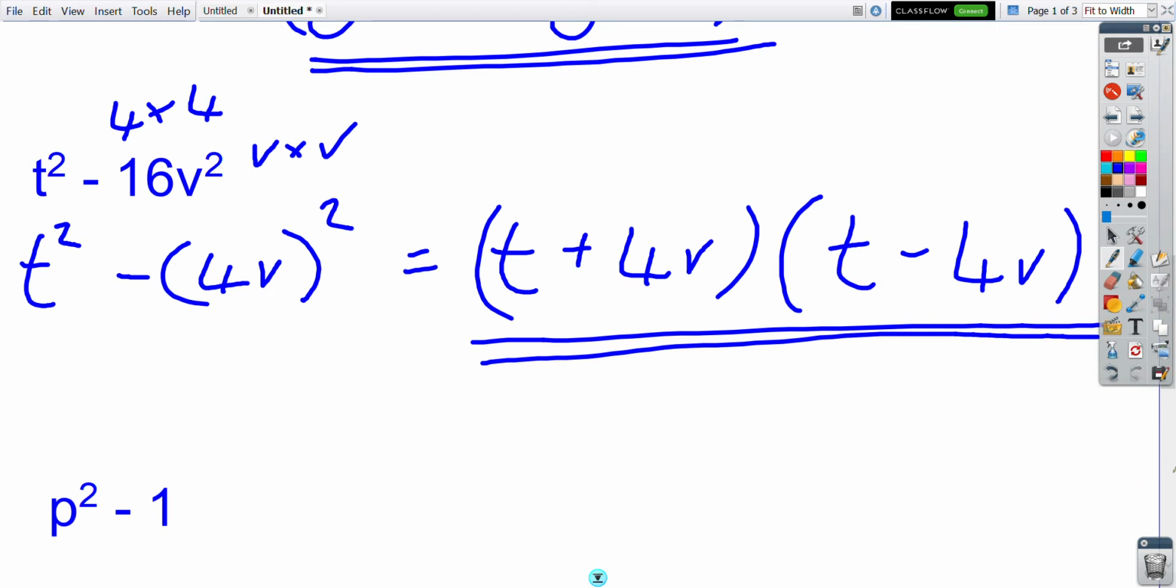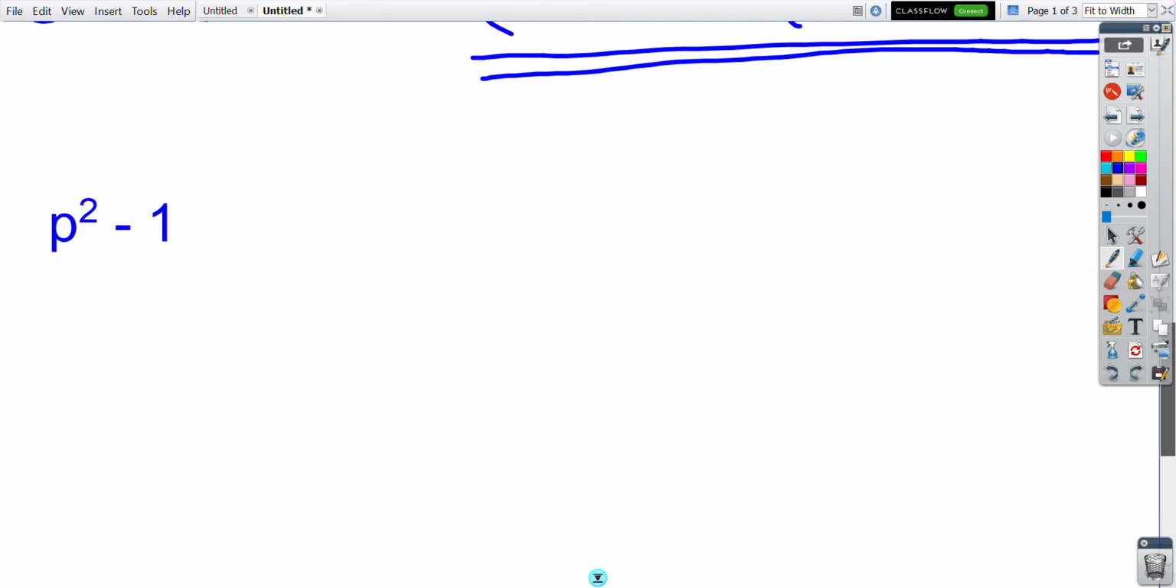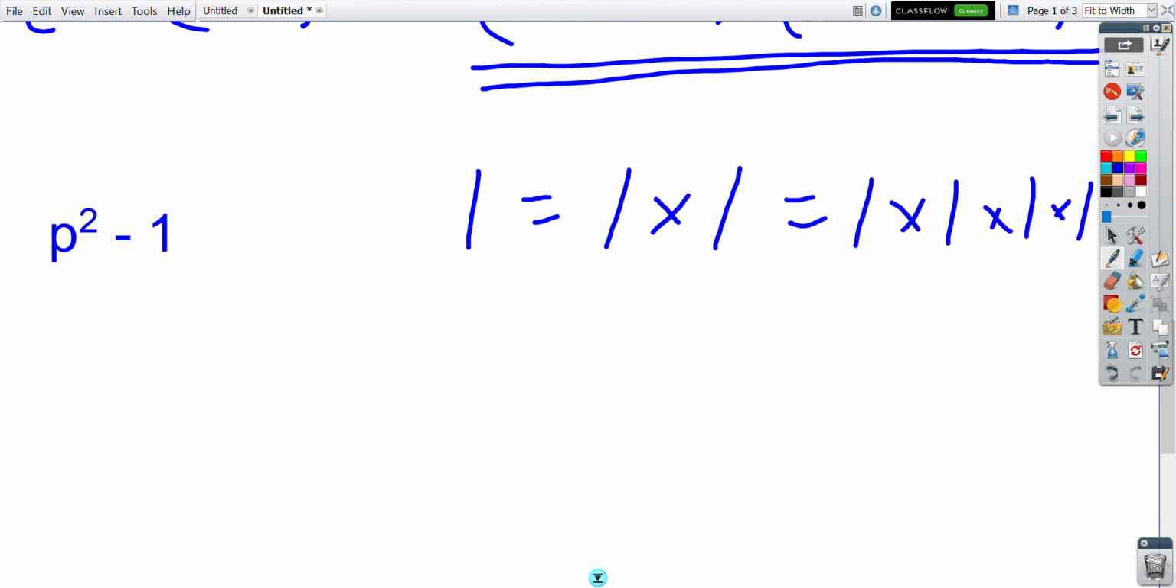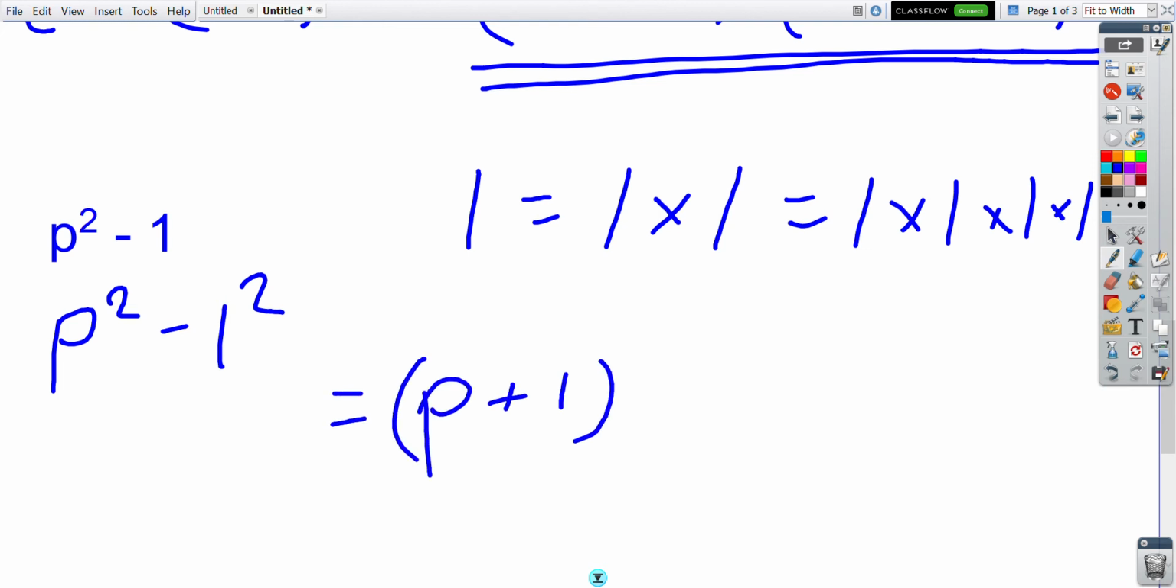The other party trick which they throw at you, as you can see, is p squared take away 1. It's a magic trick which I don't like, but we must know that 1 is the same as 1 times 1, or 1 times 1 times 1 times 1. So actually, where I see p squared take away 1, I know I'm allowed to say p squared take away 1 squared, therefore putting it in a difference of two squares. So this becomes first term plus the second term, multiplied by first term, take away the second term.